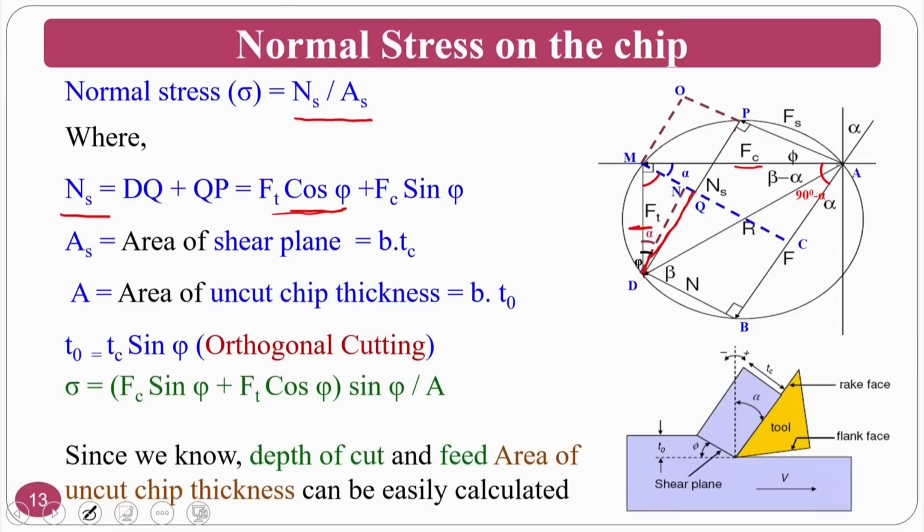Plus at the same time QP. Now QP is equivalent to MO. I am forming a triangle AMO where I know phi is the shearing angle in this triangle. For that purpose, MO is equivalent to my QP. So this is the opposite side to the phi in this triangle AOM. That means Fc sin phi.